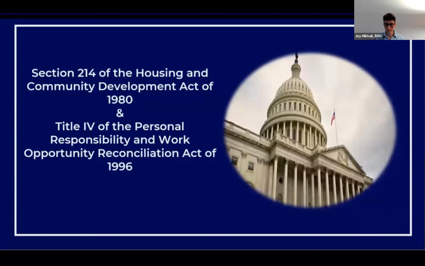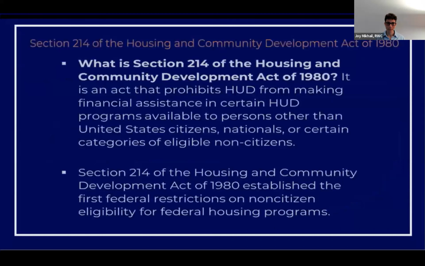Now, there are two primary laws that directly address non-citizens' eligibility for federal housing programs, and they are Section 214 of the Housing and Community Development Act of 1980 and Title IV of the Personal Responsibility and Work Opportunity Reconciliation Act of 1996. For this webinar, we're going to focus on one specific law, and that is Section 214 of the Housing and Community Development Act of 1980.